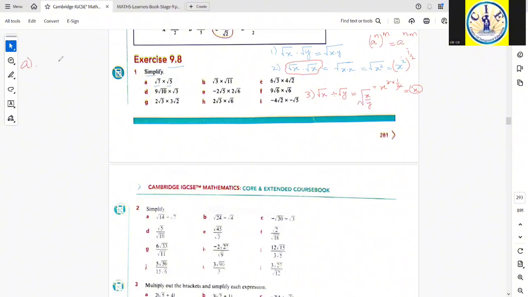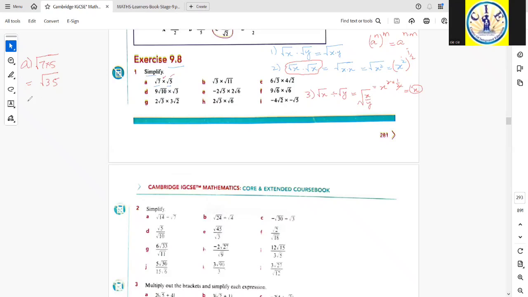So we can combine 7 and 5 under a single radical sign, that will be square root of 35. Now since these two numbers 7 and 5 are prime numbers, and none of them is occurring as a pair like 7 square or 5 square, this is going to be the answer, radical 35.